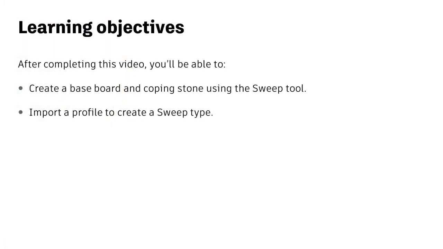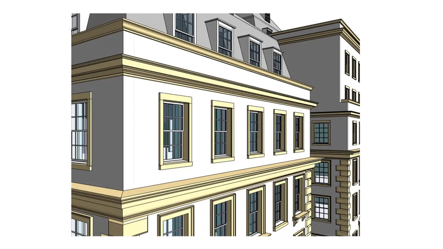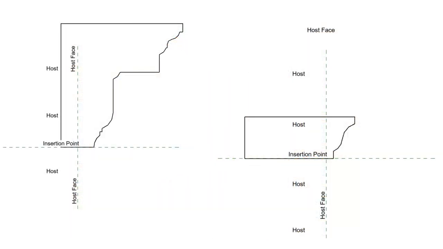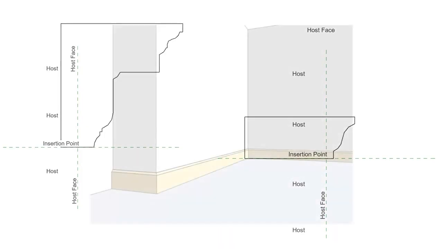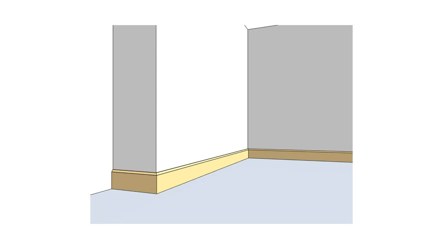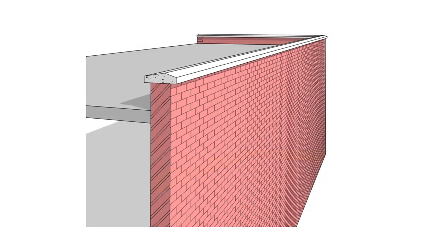In this video, we'll see how to create a baseboard and parapet coping using the wall sweep tool. And we'll also see how to import a profile family to create a new sweep type. The sweep tool is used to create components that are hosted along the length of a wall. A profile family is used to define the 2D cross section, which is then extruded with the sweep tool. The sweep tool is useful for creating components such as a baseboard, cornice or coping stone.